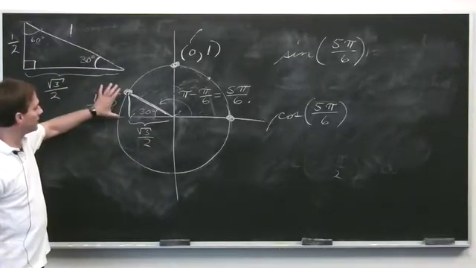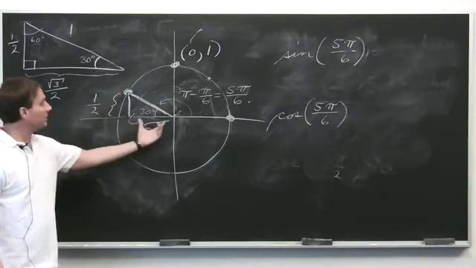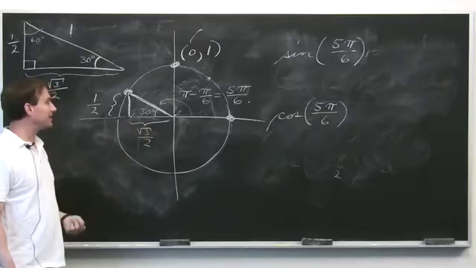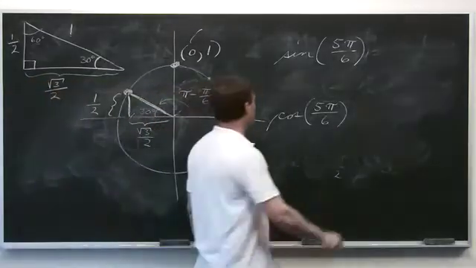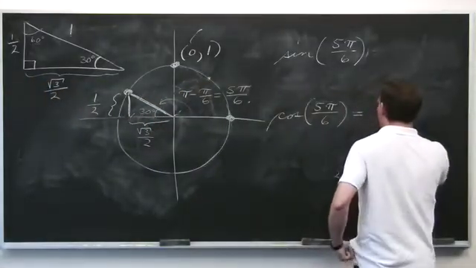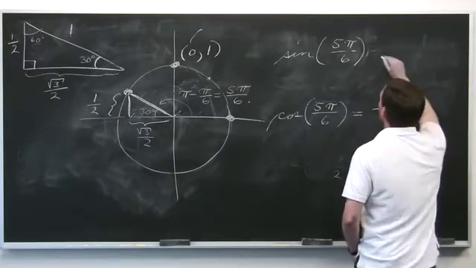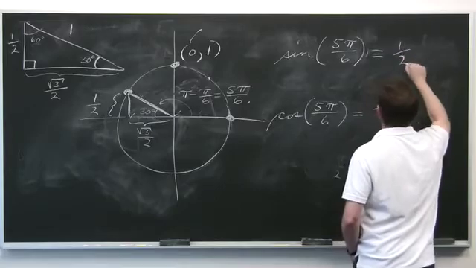Okay, so the y-coordinate, yes, is positive a half. But the x-coordinate, oh, we're in the negative x direction. The x-coordinate is negative the square root of 3 over 2. So that means that the cosine of 5 pi over 6 is negative the square root of 3 over 2, while the sine of 5 pi over 6 is positive a half.